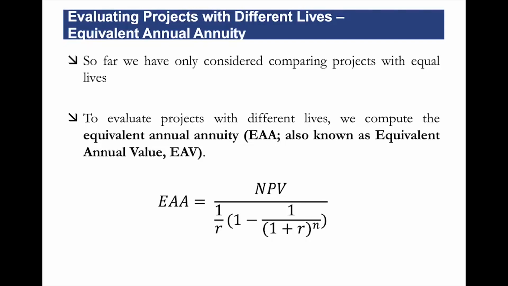So the intuition of using this EAA is that we can think of the cash flows for each project as the annual cash flows that will give us the same present value as the varying cash flows that we incur or earn when we make a decision.